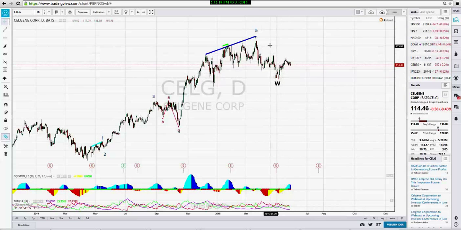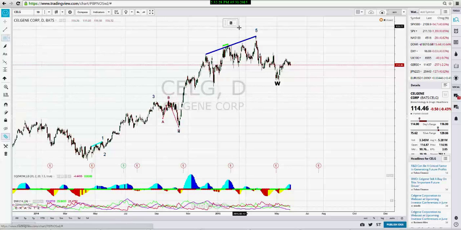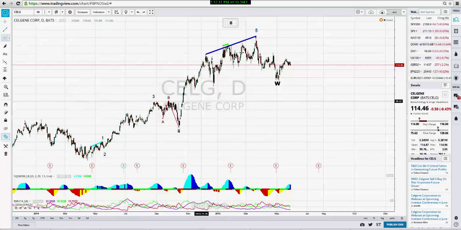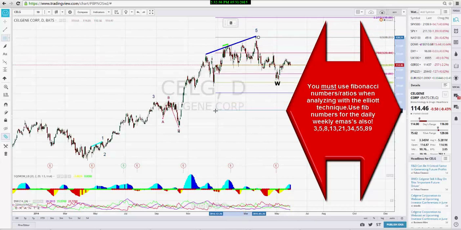Okay, so let's look at our fib tool to explain that relationship again, just to check our work. Okay, fib retracement. Now if you notice, when going from bottom to top, we're going to put the 0 here and the 100 here. A lot of people get confused with the fib levels, where do you put the 100, where do you put the 0. If we're looking at a bearish stance, bearish momentum, we're going to want this to be 0 and this to be 100, okay?